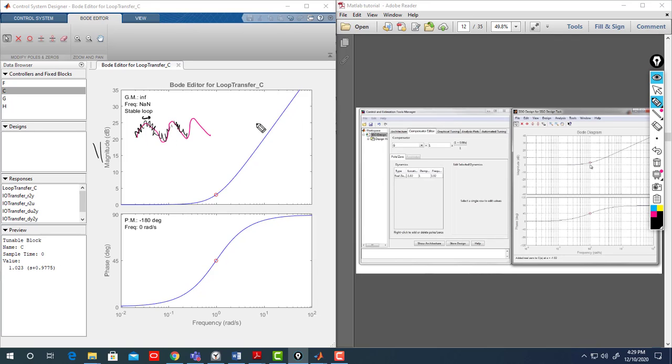That's why derivative is not recommended by itself. It is better to add a pole to your system, so having a low pass filter to cut off the noise at high frequency.